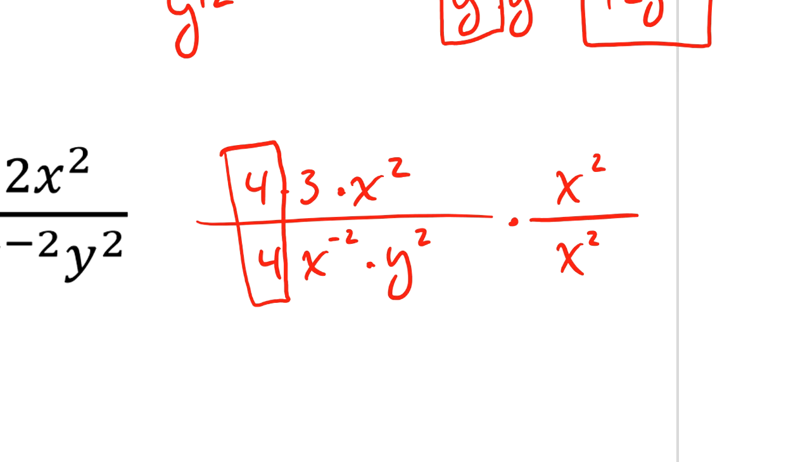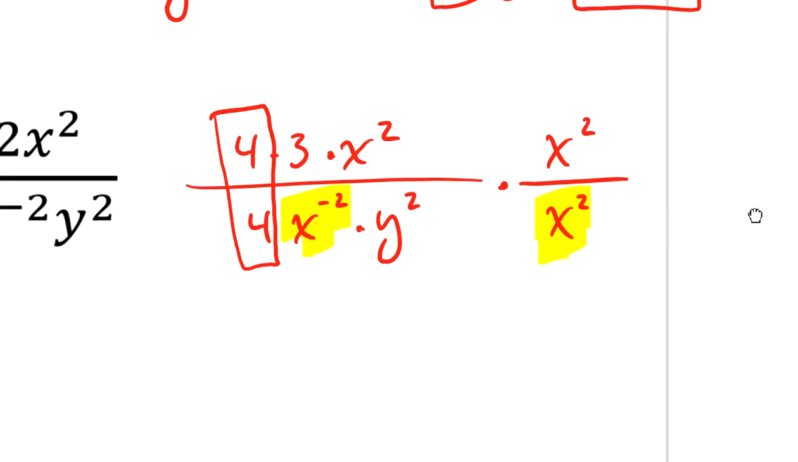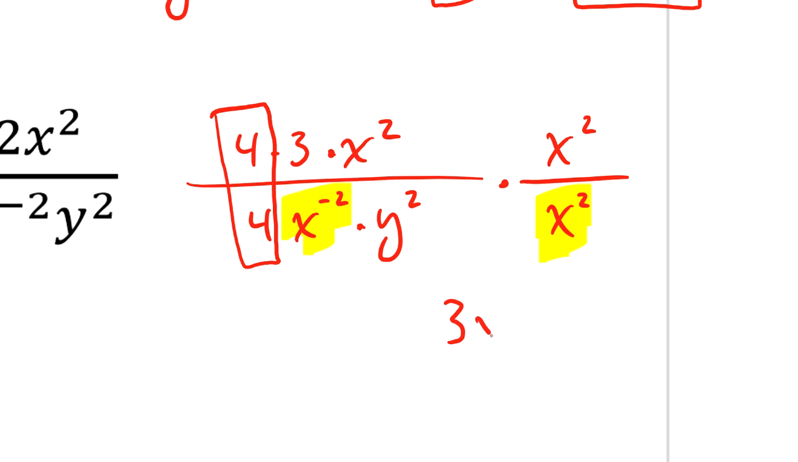Within my denominator now, when I multiply x to the negative second and x to the second, that equals x to the 0 power, which is the number 1. So that whole thing just simplifies to a 1. In the numerator, I have 3x to the fourth power, and in the denominator, there's still this y squared. So my answer for D is 3x to the fourth over y squared.